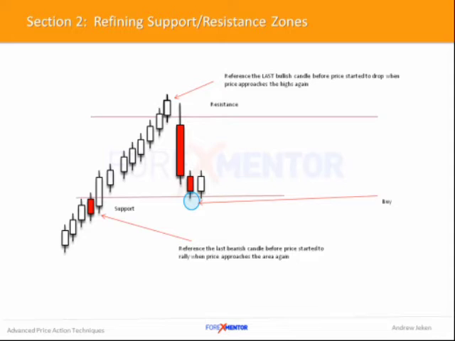Remember, when we're playing these levels, we're looking for little bounces. Now, these levels are hourly or 4-hour levels, and a bounce like that can be worth a quick 10 or 20 pips.